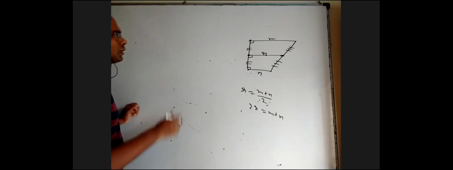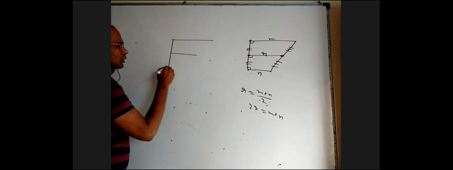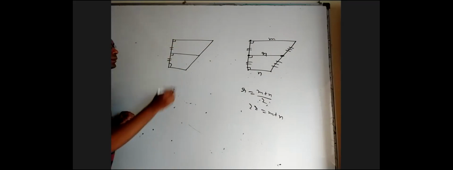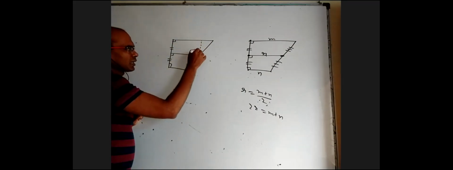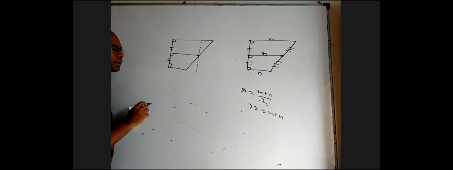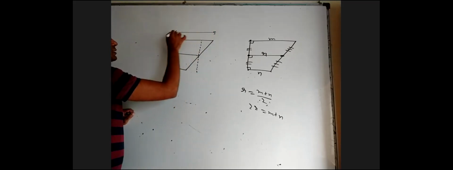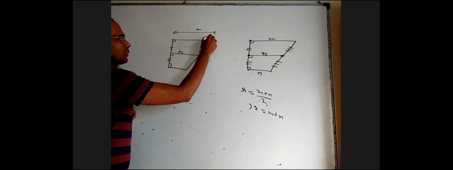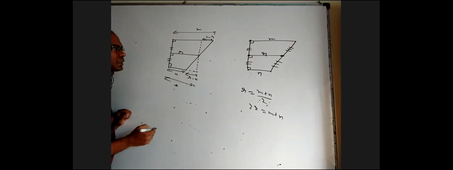If you are not able to see it this way, let me draw again here. This is 90, 90, 90, and these two are equal. We can construct one line like this. This total length is M and this is R, so this small length will be M minus R. This small length is N, this total is R, so this small length will be R minus N.